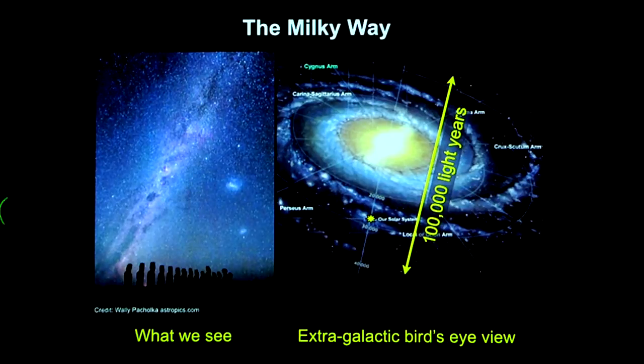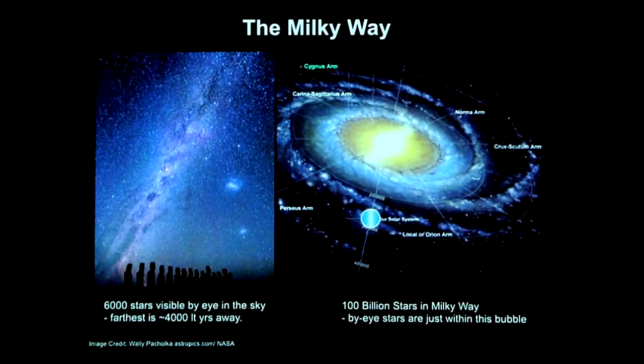So now we understand, of course, that when we look up at the night sky, what we're seeing is an edge-on disk of stars. So this is what we see, but what's really there is this vast, vast disk of stars that's 100,000 light years across. And it's amazing if you think about it, that every star we can see by eye at night is within a bubble of about this size. Okay, the nearest star to us that we can see by eye is 4,000 light years away. And in fact, the vast majority of stars that we see by eye are much, much closer than that. It's just an extremely bright star that's that far away.